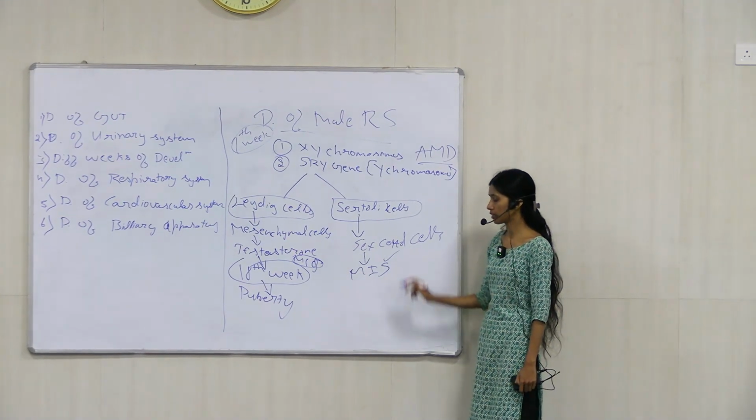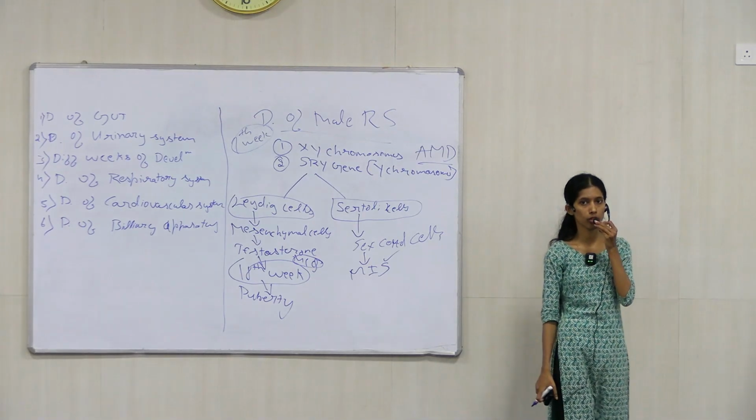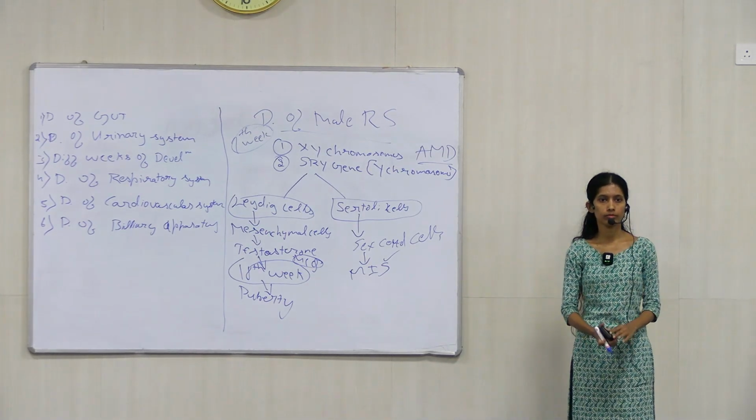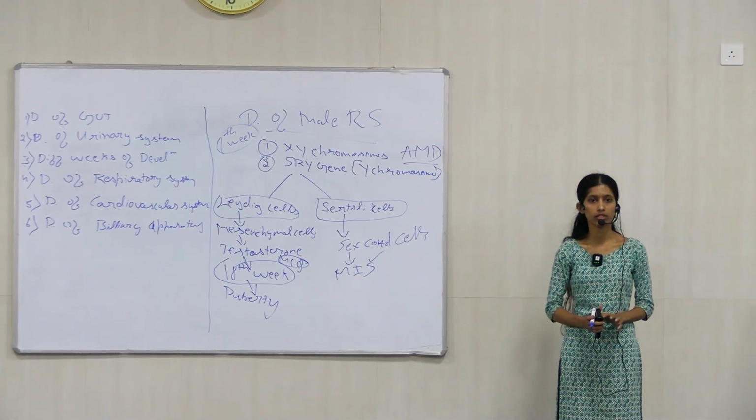And this Müllerian inhibiting substance can be particularly seen in males or females? In males. Okay. Any other answer?